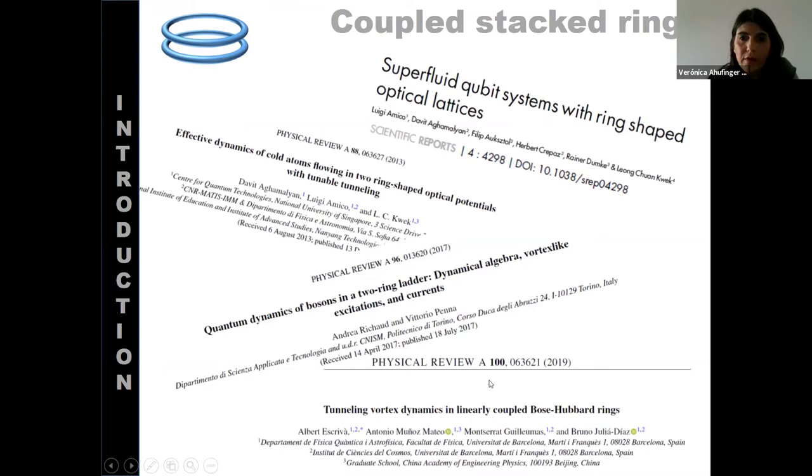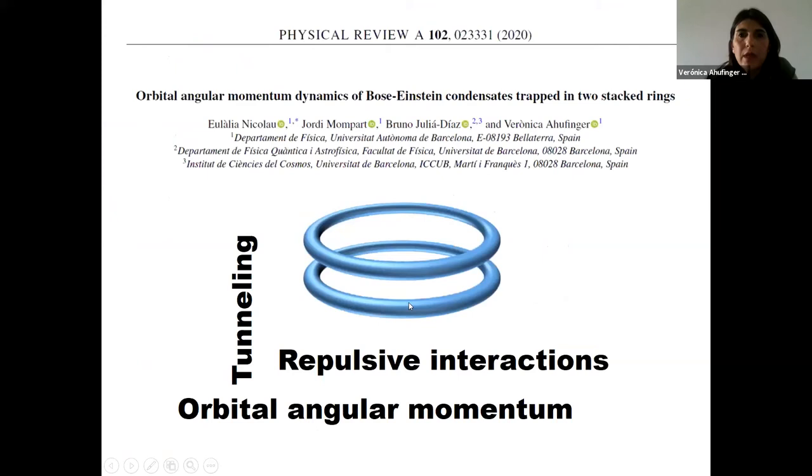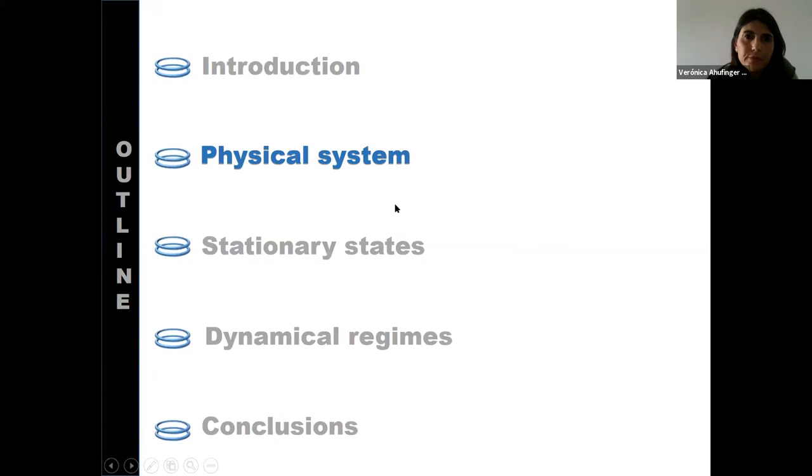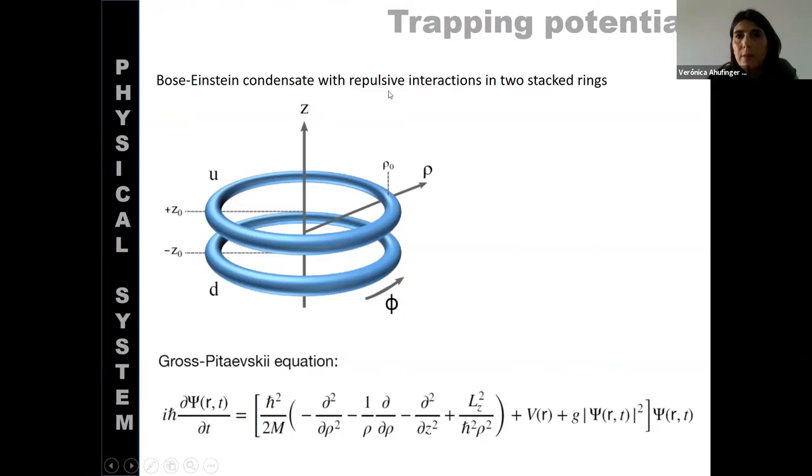In our work, what we would like to do is have a deeper insight into the interplay between tunneling, repulsive interactions, and orbital angular momentum. And in order to do so, let me introduce the physical system that we are going to use. So we consider a Bose-Einstein condensate with repulsive interactions that is trapped in two stacked rings.